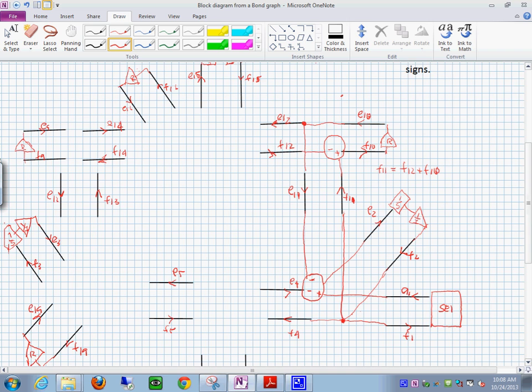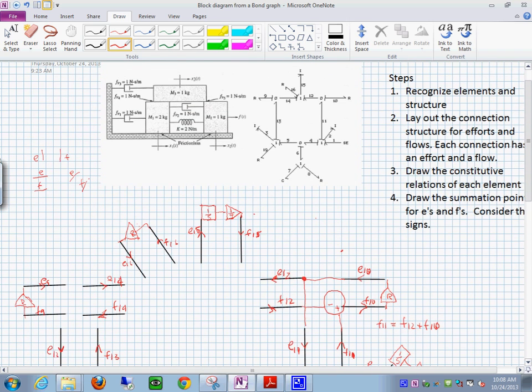We need to do a few others, and that is this one, for example. In here all the flows are the same, so I would just go in here and do this. This is the connection. All those flows, including this, but also this one for the R element, are the same, like this. And then the efforts will sum. So we are going to have a summation point in here.